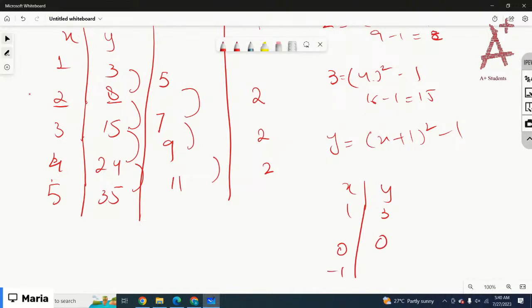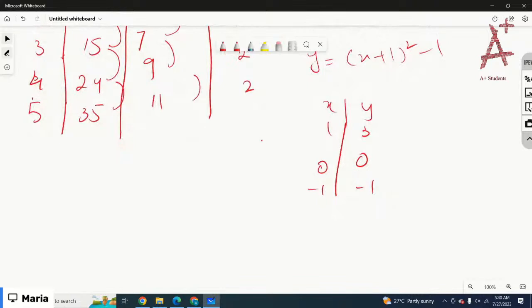When it is negative 1, you have to calculate the zeros. Negative 1 plus 1 is 0, that would be minus 1. When x equals negative 2, negative 2 plus 1 is minus 1, square is 1, 1 minus 1 is 0. When x equals negative 2, it would be 0. You can put the values in this equation and calculate the values. Got it? When x is negative 3, negative 3 plus 1 is negative 2, 4 minus 1, 3 it is. When negative 3, it is 3. Okay, here is the zeros.